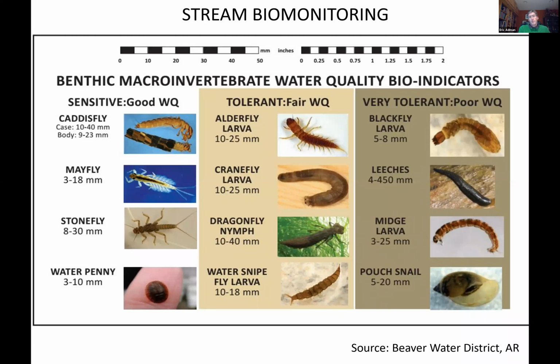Some of these have a life stage where they're out of the stream, like flying around like a mayfly, for instance, but they have a large amount of their life they spend in the water. And by looking at which ones are more or less sensitive to water quality, and how many you find of each one, you can come up with an index of water quality. So that's another type of water monitoring that we teach.